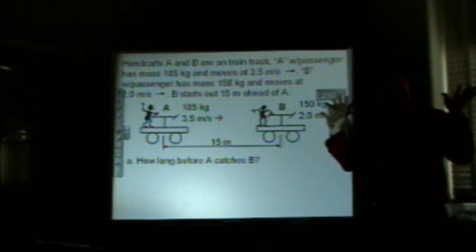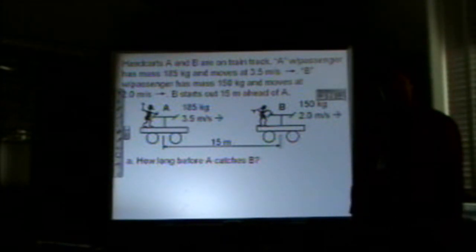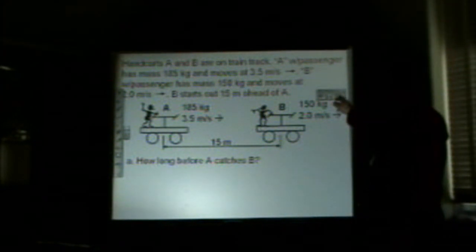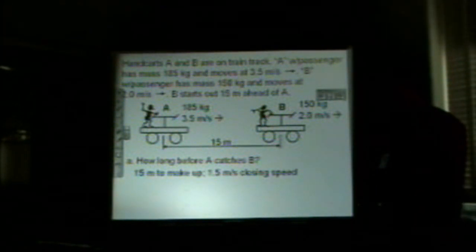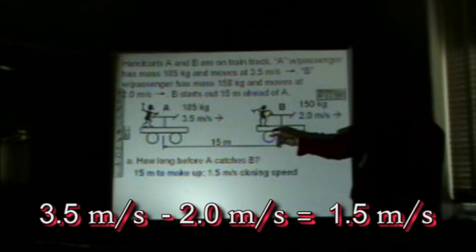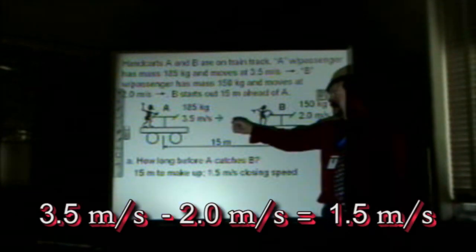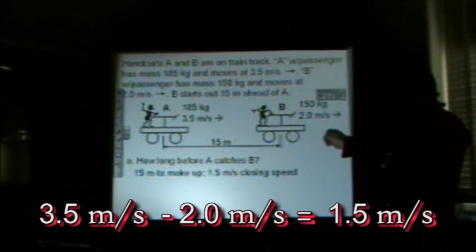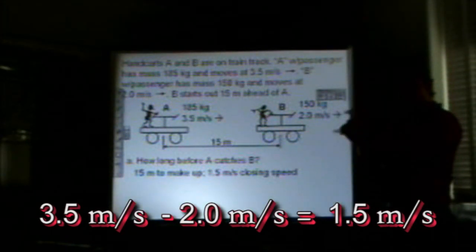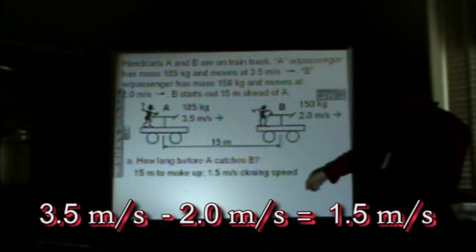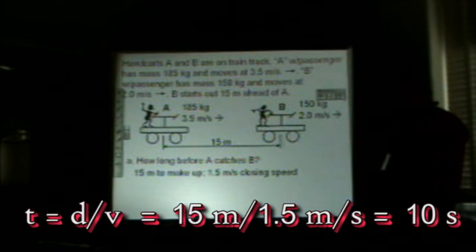What are we going to do? How do we do this? You have to find the acceleration of this. Wait, it's constant, so. This is 3.5 meters per second. This is 2 meters per second. The difference between the two is 1.5 meters per second. So just 15 divided by 1.5. There you go. All right, 10 seconds.